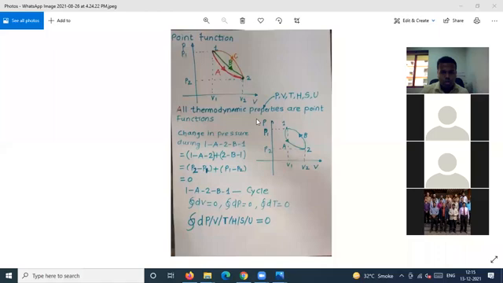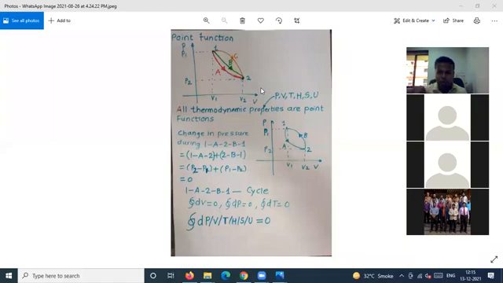So you observe that the work done during 1A2 is different as compared to the work done during 1B2, which is different as compared to the work done during 1C2. So work done is different. That's why properties like work are called path functions. They are called path functions because work depends upon path.